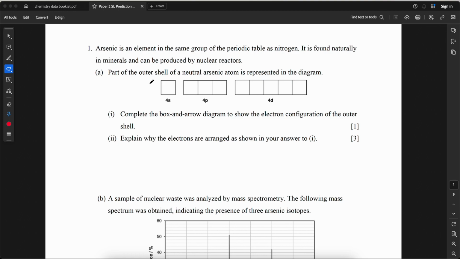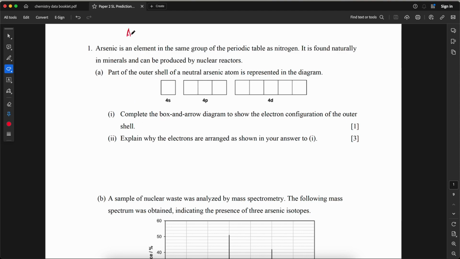Arsenic is an element in the same group of the periodic table as nitrogen. It is found naturally in minerals and can be produced by nuclear reactors. Part of the outer shell of a neutral arsenic atom is represented in the diagram. Complete the box and arrow diagram to show the electron configuration of the outer shell.